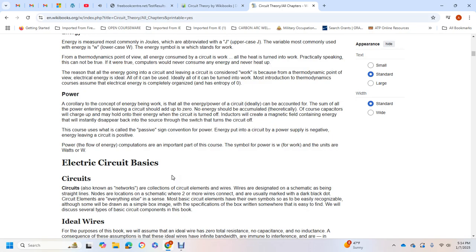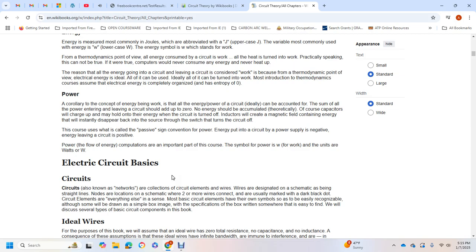Power is a correlated concept to energy being work. The energy and power in a circuit can be accounted for: the sum of all of the power entering and leaving the circuit adds up to 0. No energy is accumulated, theoretically. Of course, capacitors charge up and may hold their energy if the circuit is turned off. Inductors create a magnetic field containing energy that will instantly disappear back through the source when the switch turns off the circuit. The course uses what is called passive sign convention. Power, or energy, put into the circuit by a power supply is negative. Energy leaving the circuit is positive.